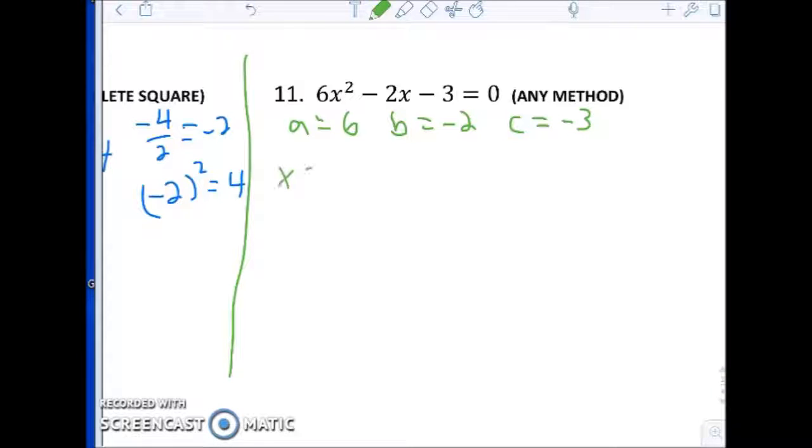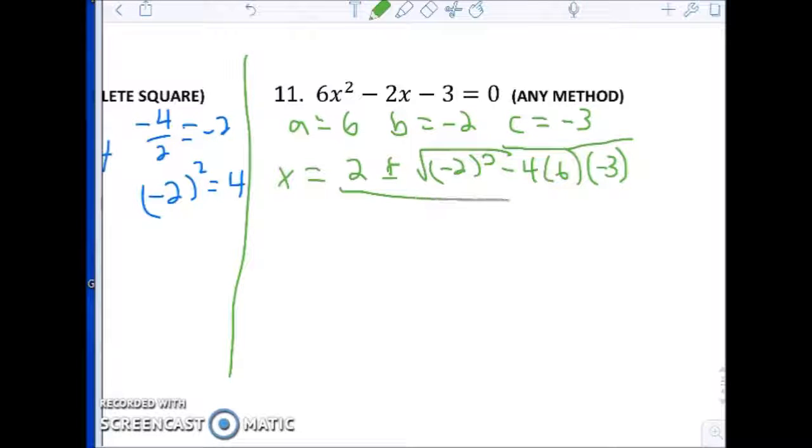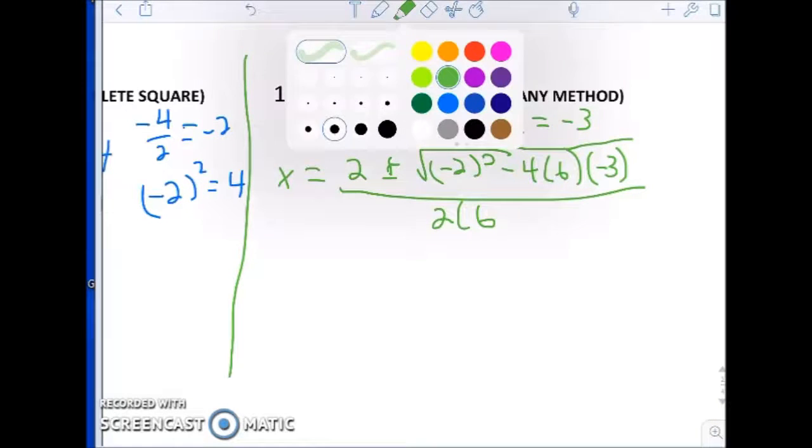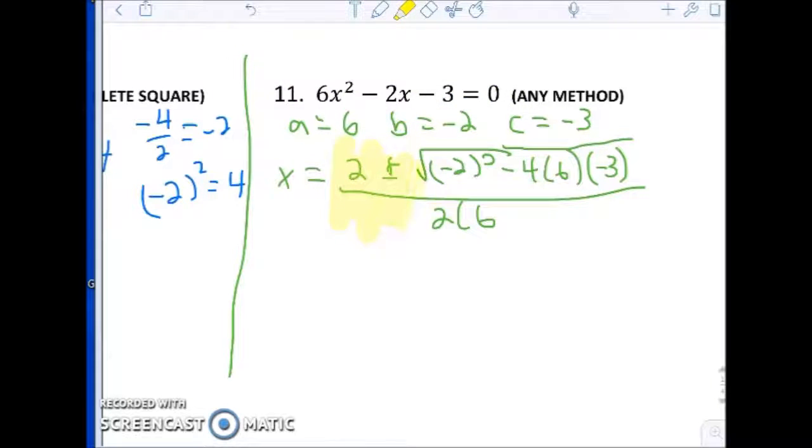So x equals the opposite of b, so the opposite of negative 2, plus or minus the square root of negative 2 squared minus 4 times a times c. And the radical goes all the way out, and the divisor goes all the way across the whole thing, all over 2 times 6. Make sure that your divisor includes that area right there. Some students tend to forget that. So let's go ahead and simplify.